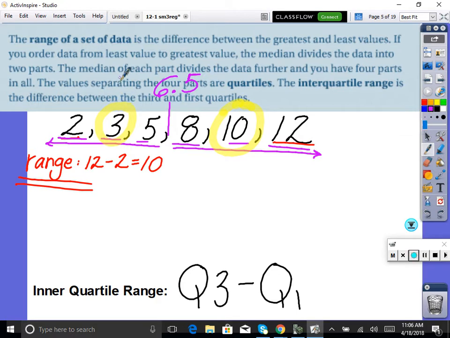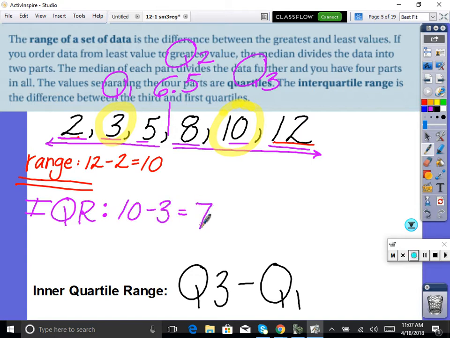So, right here is what they will call quartile 1. Our overall median is quartile 2, and the median of the upper half is quartile 3. Does everybody see? So to find interquartile range, they will abbreviate it as IQR. The interquartile range is Q3 minus Q1. I would write that down. So our interquartile range for this would be 10 minus 3, which is 7.